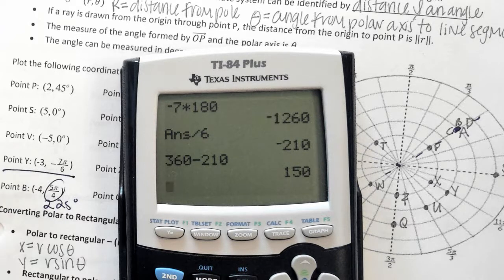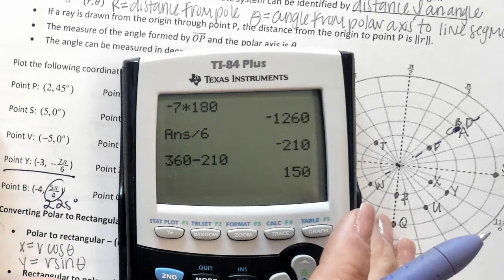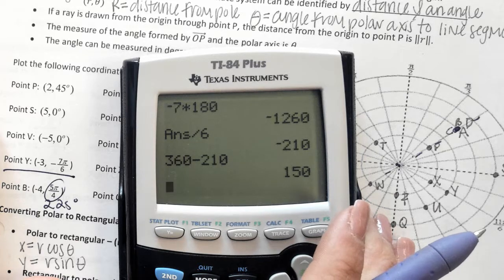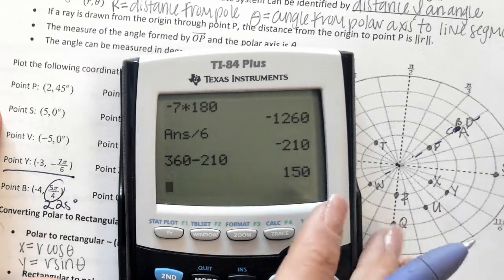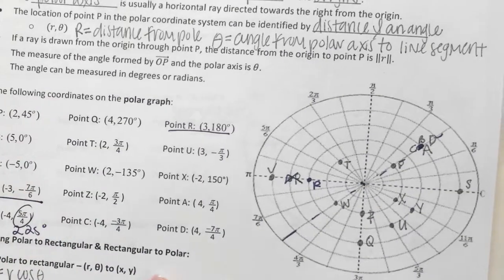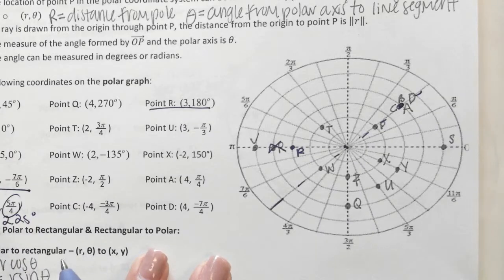Everybody good with that? But doesn't all negatives just reflect over the x-axis? Yep. So if you can do it that way, do it that way. It's quicker. So 150 is the same thing as what? Or where would that be at?